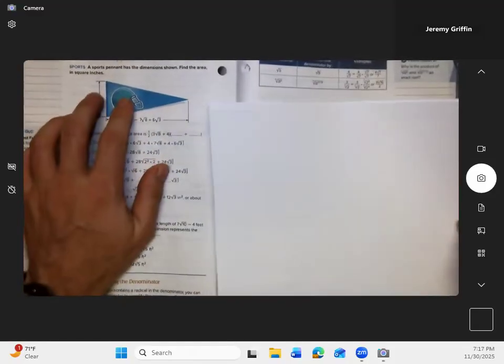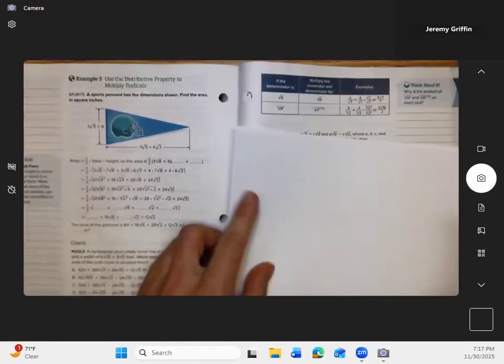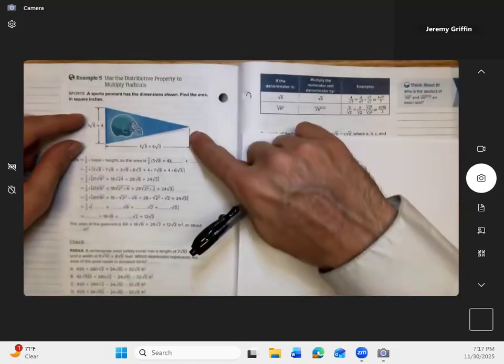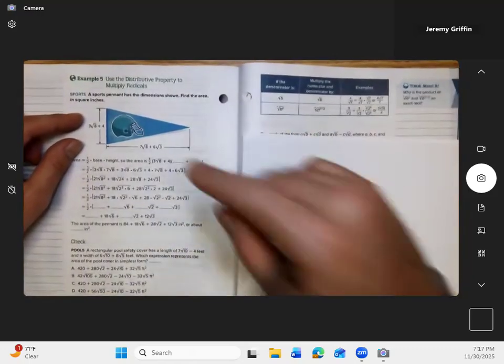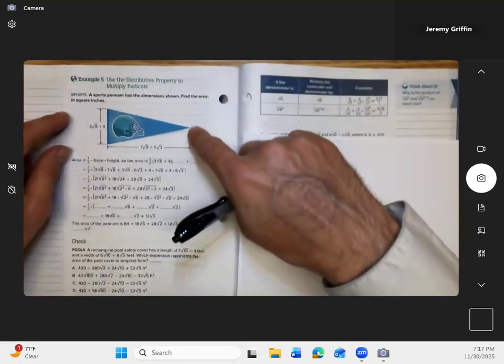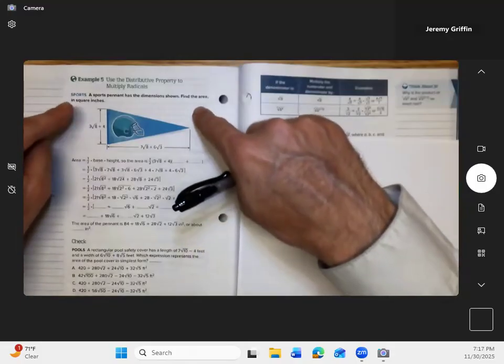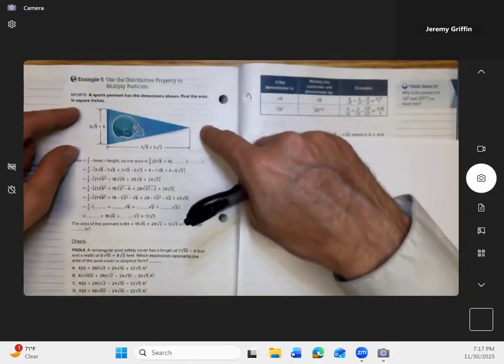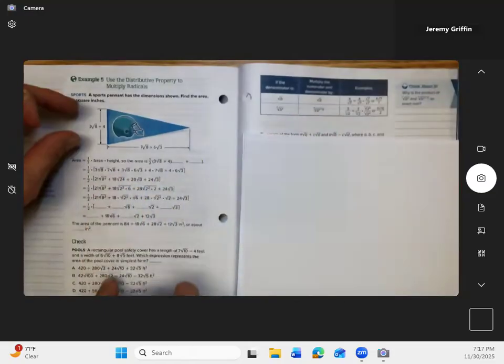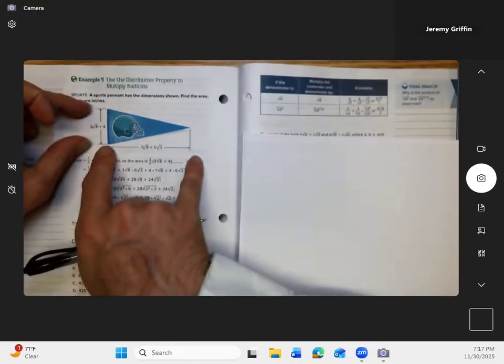Four. Okay, good. We got a word puzzle. Example 5. A sports pennant is shown, so a triangle shape. I got one behind me. Find the area in square inches. I mean, that is a triangle. They told you how tall it is here and how wide it is here.